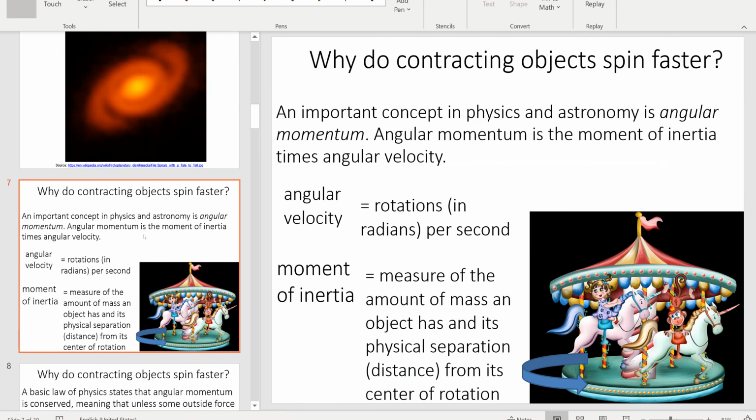Let's talk about why contracting objects spin faster. I mentioned that the basic idea is that we have a very large cloud of gas and dust, which is called a nebula. And this contracts under its own gravity and then begins to spin faster. Let's leave the contracting under its own gravity aside. That process, or the reasons behind that, are a little bit tricky. Maybe I can just give you a brief overview.